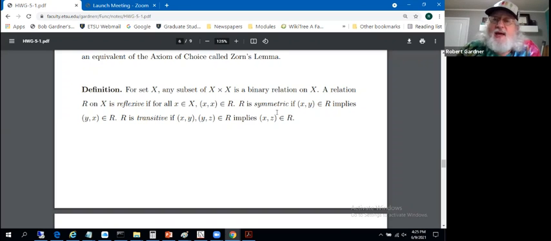Relation R is symmetric if, when x is related to y, we get y is related to x, or when we have the ordered pair (x, y) in set R, we also have the ordered pair (y, x) in set R. And R is transitive if, when ordered pair (x, y) is in R and ordered pair (y, z) is in R, then we get ordered pair (x, z) is in R. Thinking of it in terms of relations, more hands-on, we'd say something like if x is related to y and y is related to z, then x is related to z. So that makes it a little easier to remember.